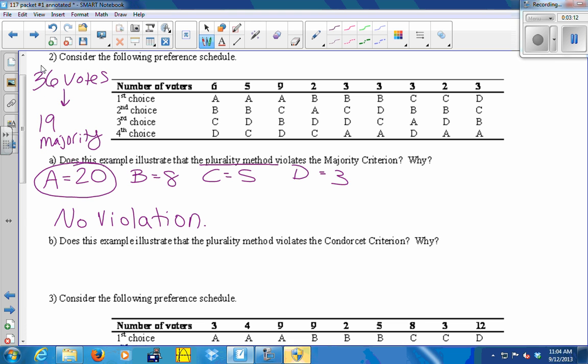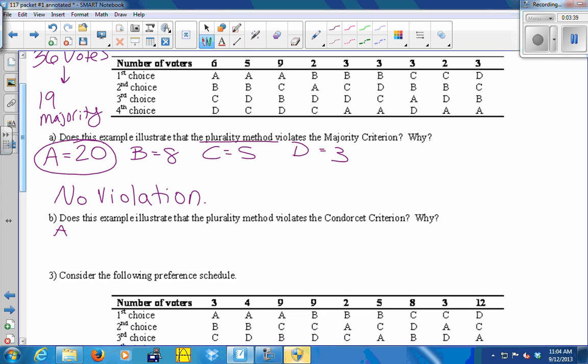So the next question says, does this example demonstrate that the plurality method violates the Condorcet criterion? So somebody remind me what the Condorcet criterion was. Yeah, Calix. Head-to-head matchups. If anyone is undefeated in their head-to-head matchups, they should automatically be a winner, right? They should be a winner. But if they're not, we violated the criterion. So let's do our head-to-head matchups. So we have AB, AC, AD, BC, BD, CD, all the head-to-head matchups.